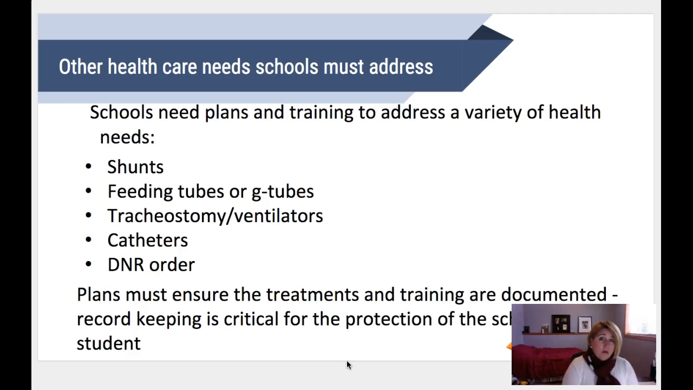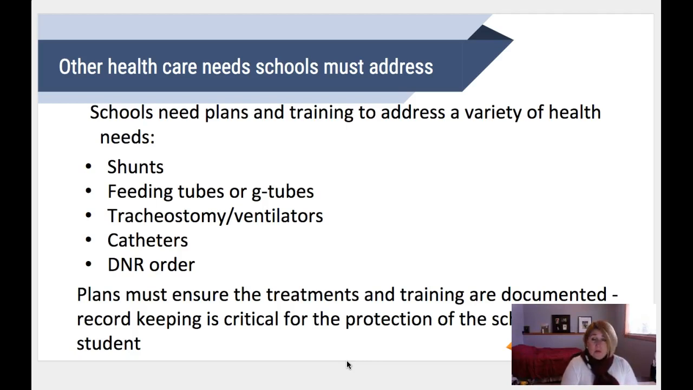These are probably some of the most challenging health situations that a school could ever find themselves in, which is when a family has an order on a child who has a terminal illness of some type, and they have said we do not want them resuscitated if they should go into cardiac arrest or have some other challenge.